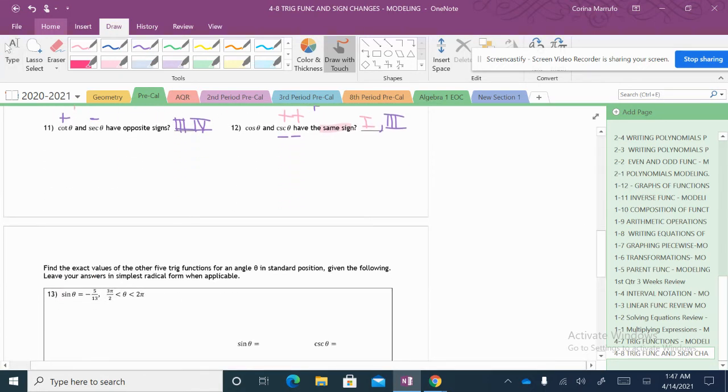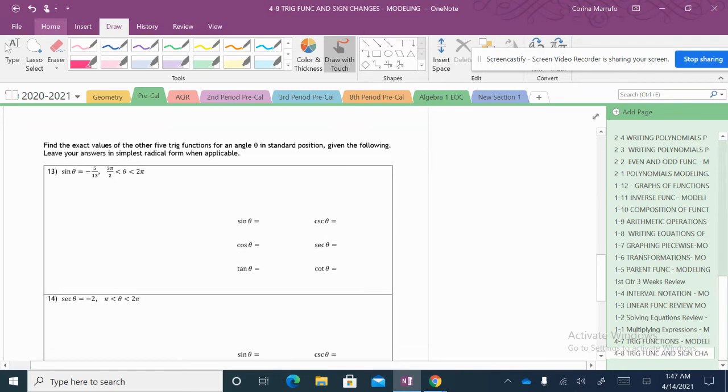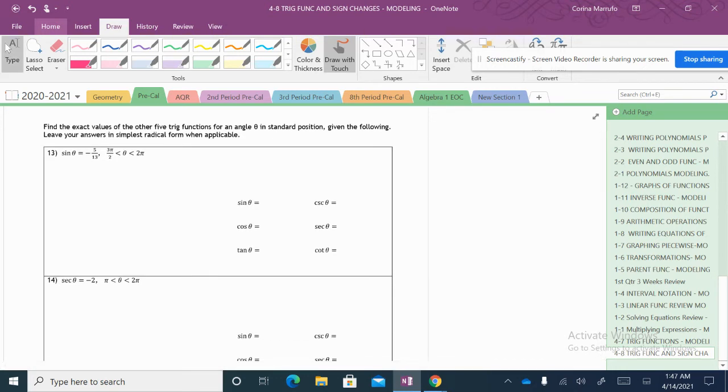All right. So here on the next section, it says find the exact values of the other 5 trig functions for an angle, theta, in standard position given the following. Leave your answer in simplest radical form when applicable. Okay, so starting off here, I'm going to make my graph real quick. And then we're going to figure out what quadrant we're in.